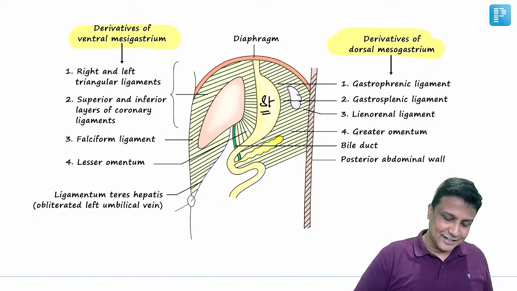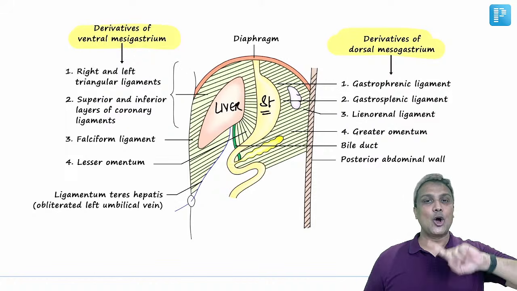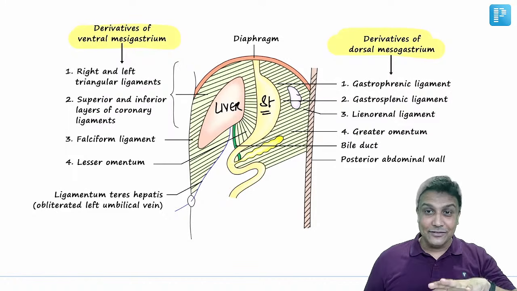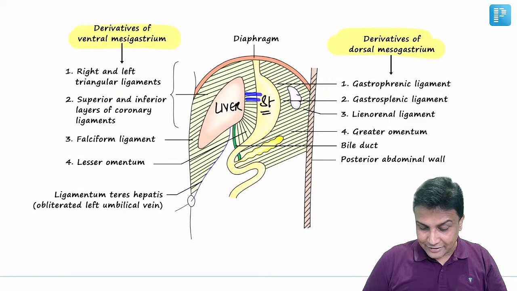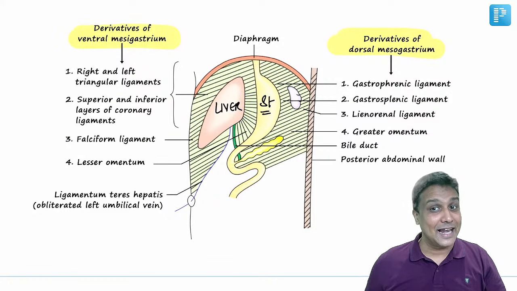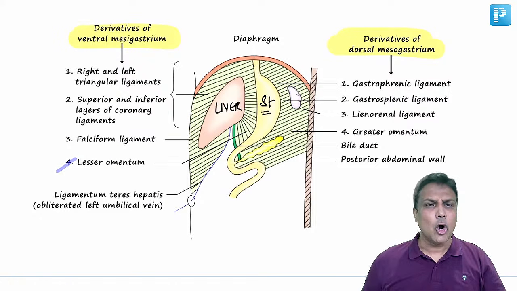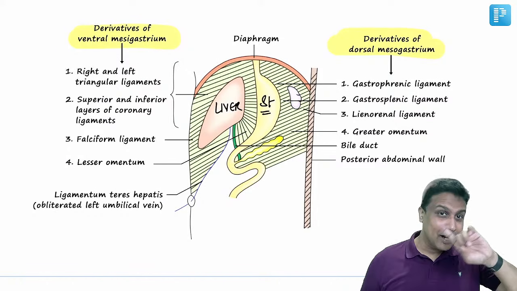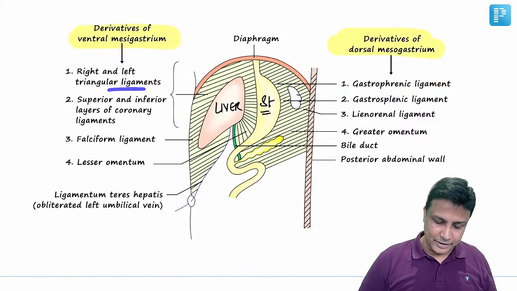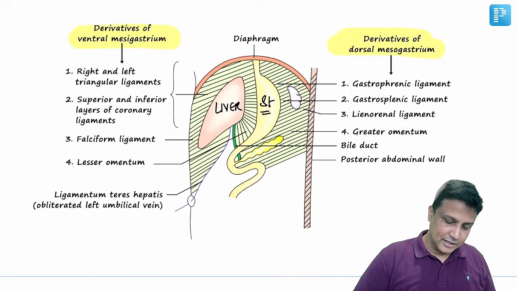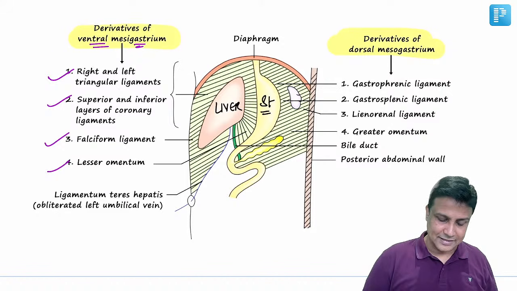Now you can very clearly see the liver develops in which mesogastrium, which mesentery? The ventral mesentery. If the liver is forming here, right in front of the liver there is a ligament, the falciform ligament. Between the liver and the stomach there is an omentum, the lesser omentum. All of this is derived from the ventral mesentery. Not only that, the liver is covered by the triangular ligament and the coronary ligaments, and all these structures are derived from the ventral mesentery.